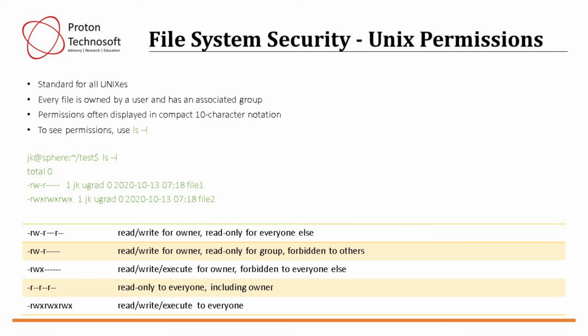Then permissions are often displayed in a compact 10 character notation that we also have seen. To see the permission, use the ls -l command. So once we run that, we see these permissions like this. And then this is just a denotion of what we have seen. So rw-r--r-- is read and write for owner, read only for everyone else. This is read write for owner, read for group, and forbidden to others. This is read write execute for owner and forbidden to everyone else. And then this is read for everyone, and this is read write and execute for everyone. Any doubts here?